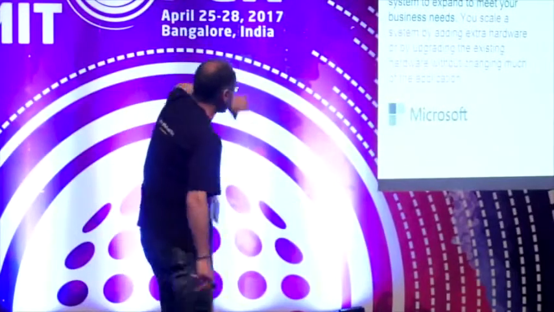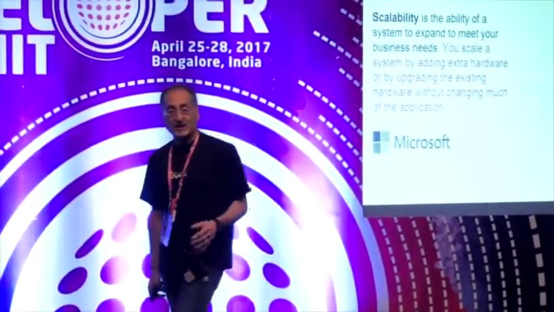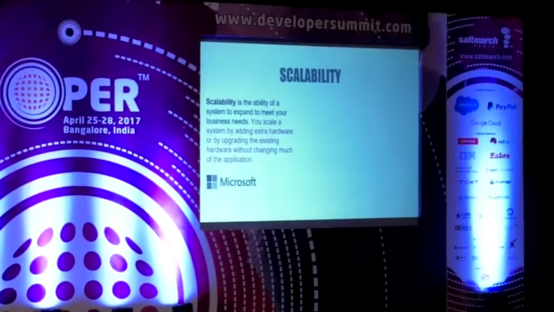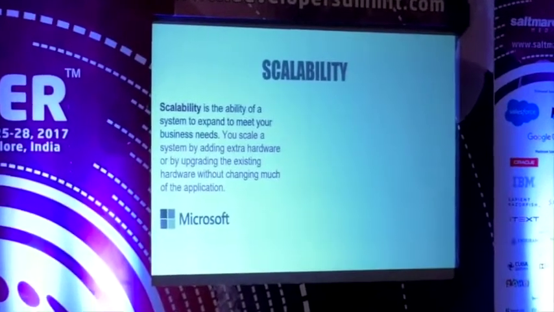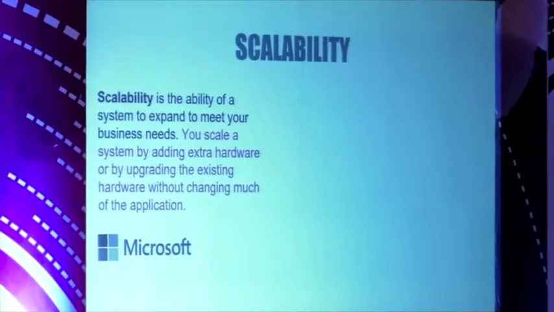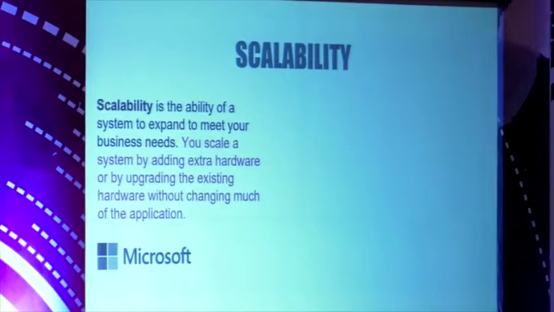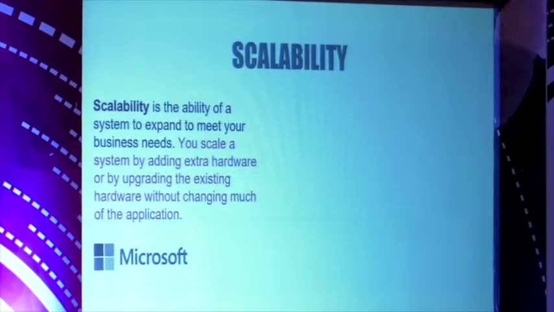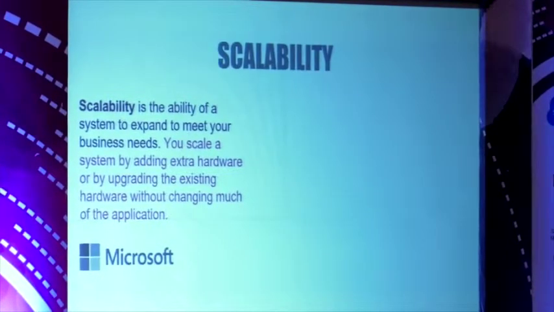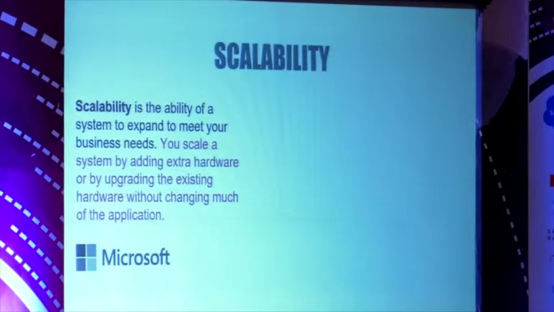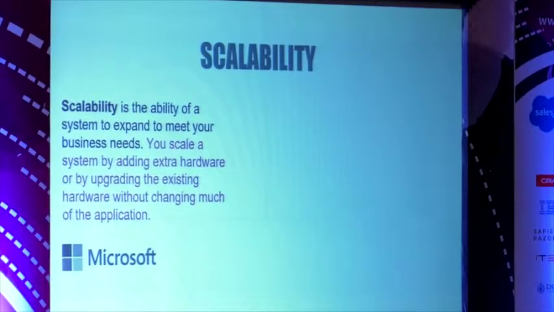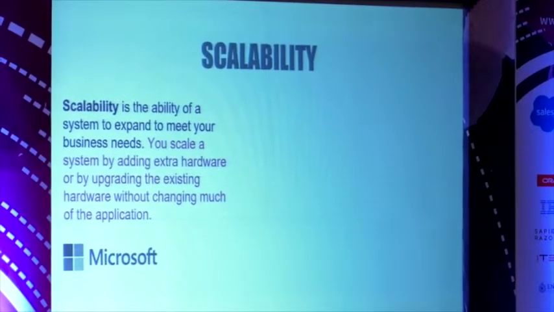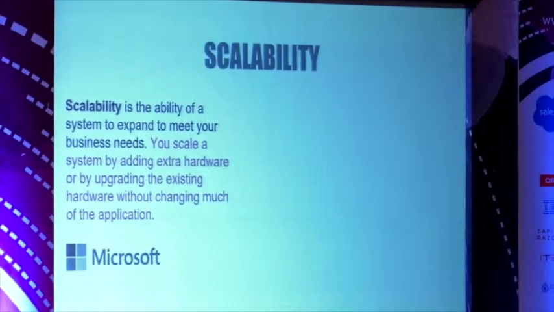These are a couple of sentences, one in black and one in red, taken from one of the 3 million pages you find on the Microsoft website in the enterprise pages. They say in black, scalability is the ability of a system to expand to meet your business needs. Abstract, but undoubtedly true. But then there is the red second sentence, the red is my styling, which says you scale a system by adding extra hardware or by upgrading the existing hardware without changing much of the application.